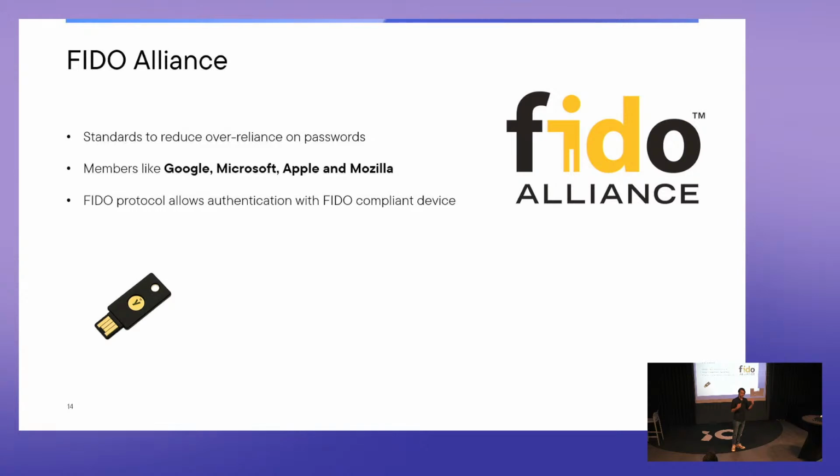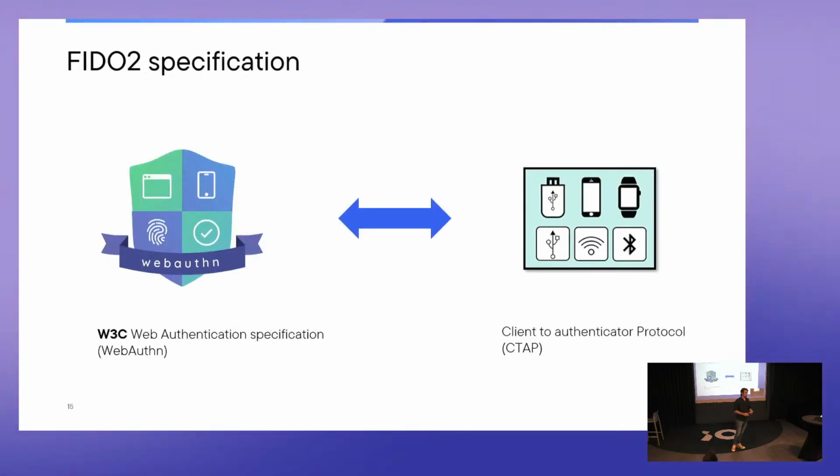But they wanted to take it a step further, and they did that with the FIDO2 specification, which has two parts. The W3C web authentication, and that's where we see the 4 big companies, why it's important, as this specification is already readily available in the 4 major browsers we all use. And on the other hand, we have the client to authenticator protocol, which makes it possible to authenticate with a physical device, like the YubiKey I just showed you.